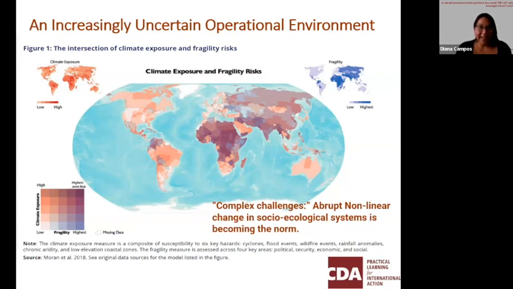And according to scientists and experts in conflict or peace building, they have been saying that the intersection of climate impacts and fragility seems to increase in the near future.